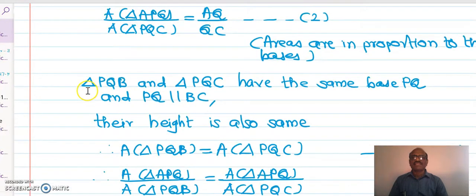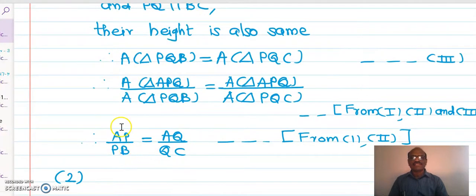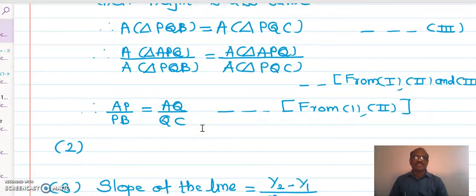Now if you see this, triangle PBQ and triangle PQC have the same base PQ, and PQ is parallel to BC. That is, their height is also the same, and therefore the area of triangle PBQ is equal to the area of triangle PQC, and this is the third one. Therefore these two ratios are equal, and hence AP upon PB is equal to AQ upon QC, and in this way we have proved this.